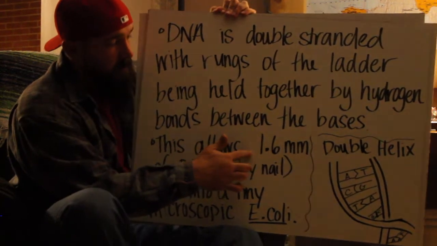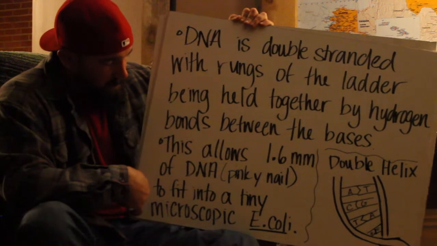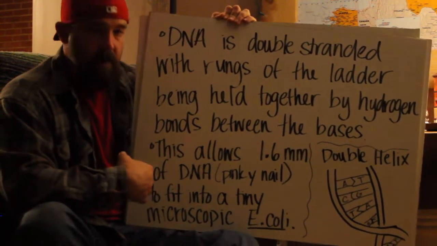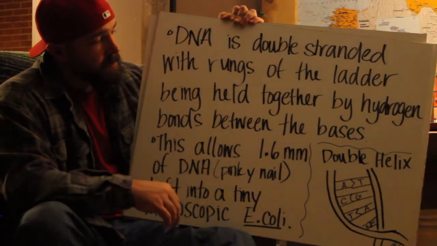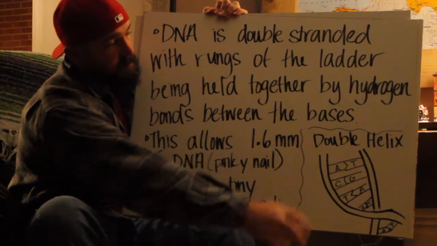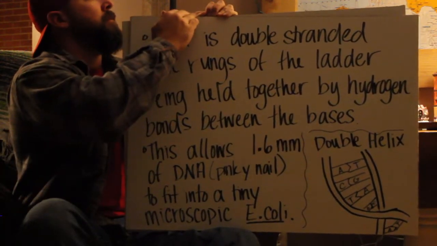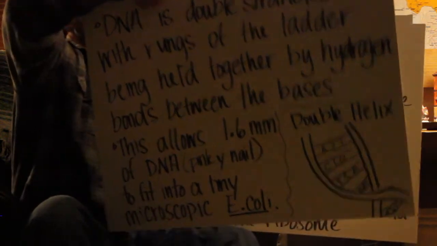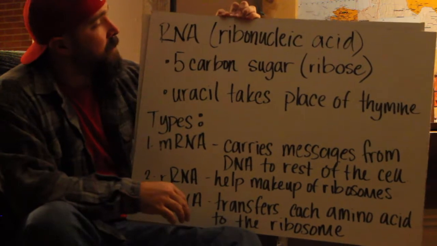1.6 millimeters, or about the width of your pinky nail, of DNA to fit inside microscopic bacteria like E. coli. This is because the 2 strands of DNA are twisted in a helix, a double helix, so that it can carry all that information in that tiny cell.